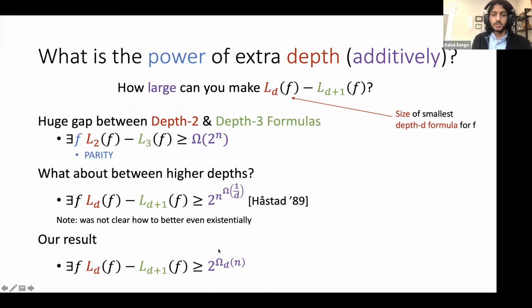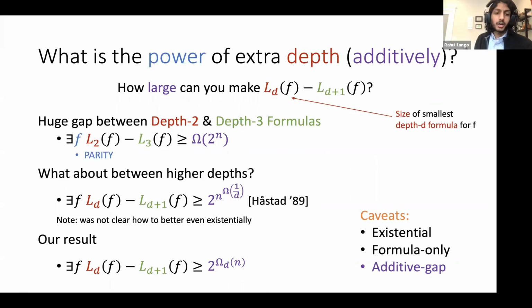So we improve the dependence on d here significantly, as large as 2 to the omega sub d of n. And so there's some caveats here. One, our proof is existential. Roughly, our function f is going to be some mix of a random function and parity. Two, I only know how to prove it for formulas. I suspect it's true for circuits, but I don't know how to prove it. And finally, our proof only shows that there exist functions with an additive gap here. If you look at the proof, the functions that we prove this theorem for have a constant factor difference there. So multiplicatively, there's not much of a gap, even though additively there is a large gap.